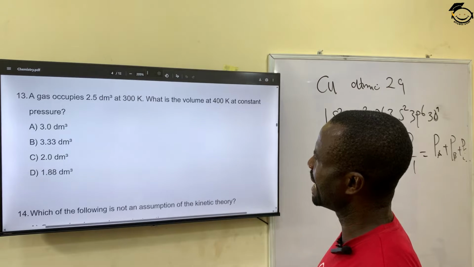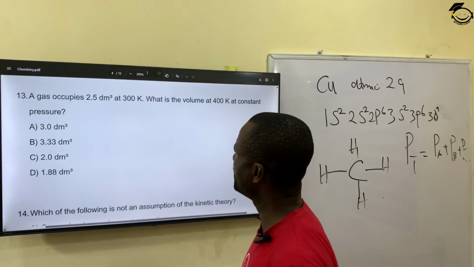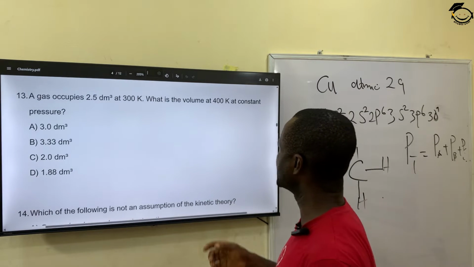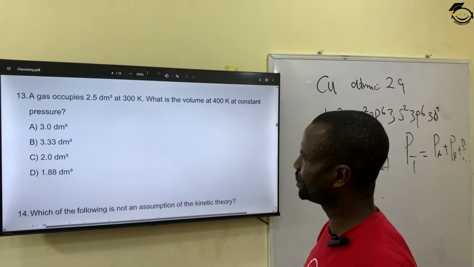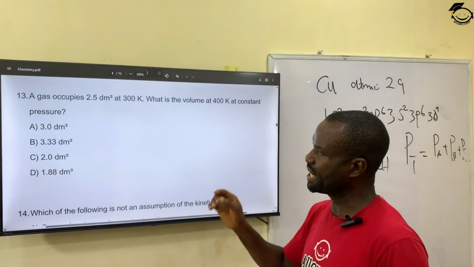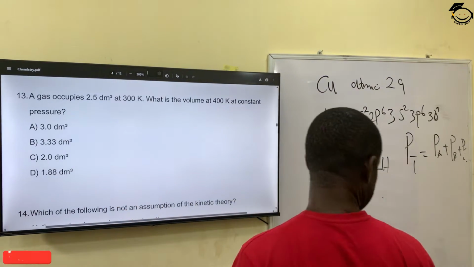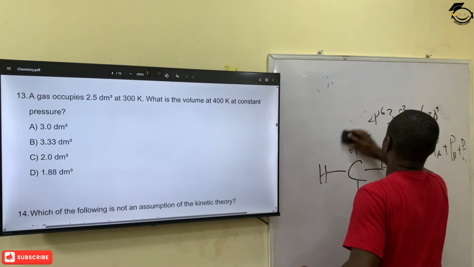Number 13 says that a gas occupies 2.5 dm³ at 300 Kelvin. What is the volume at 400 Kelvin at constant pressure? When the gas is at constant pressure, we are talking about Charles law now. And then from Charles law, we have the expression.